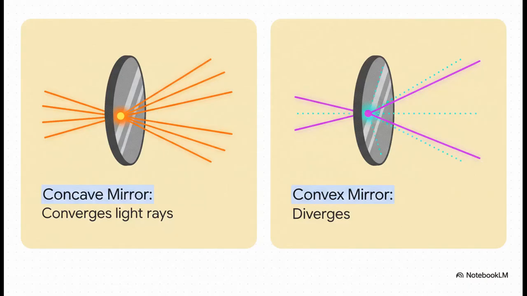Of course, not all mirrors are flat, and when you start curving them, you can do some really cool tricks with light. A concave mirror curves inward, kind of like the inside of a spoon. It takes all the light rays and brings them together, or converges them. But a convex mirror, which bulges out like the back of a spoon, does the exact opposite. It spreads all the light rays apart. This is why funhouse mirrors make you look so wacky.